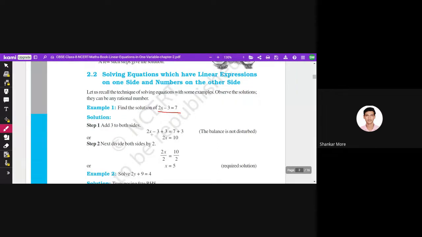Now you must be saying, sir, okay, see, this is our LHS, our left hand side. This is our RHS. So we have added 3 here also and here also. That keeps the balance of this equation, that does not disturb the balance, right? So that's why we have done that.